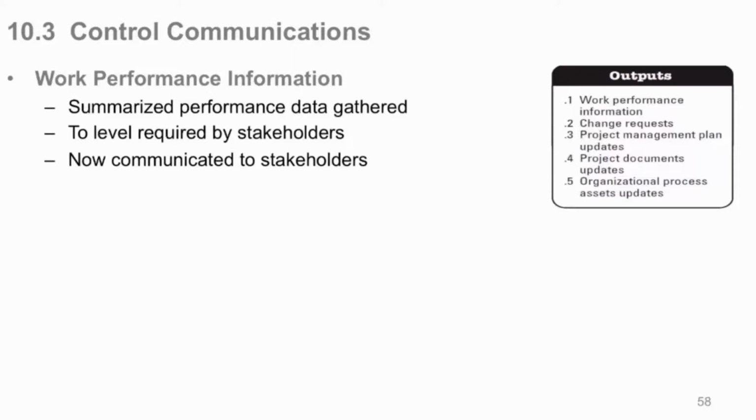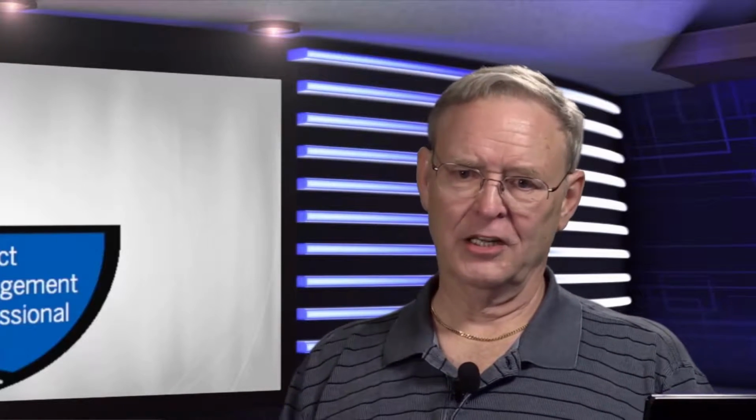Work performance information is what we generate through our tools and techniques, given the work performance data that came in. We're able to summarize the performance data that we've gathered, consolidate it, turn it into information, and we do that to the level that's required by the stakeholders. Some may need more details than others based on work performance of the project, depending on their interest and their stake in the job overall. So we customize it and give them what they need and only what they need.